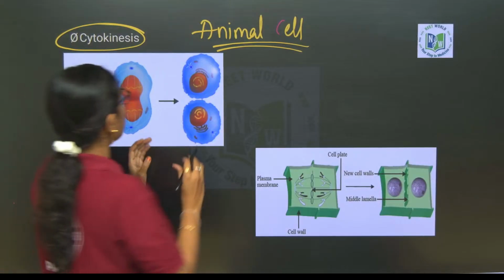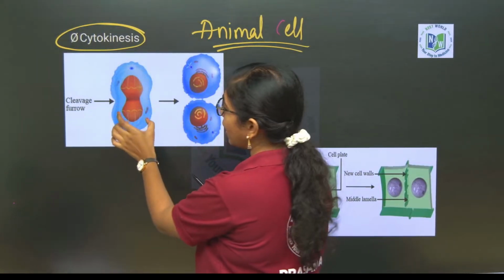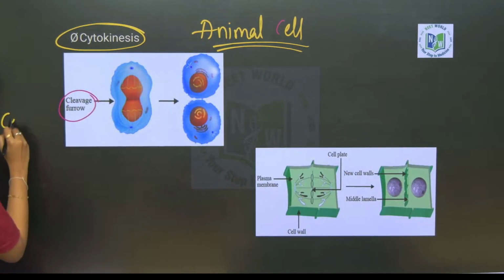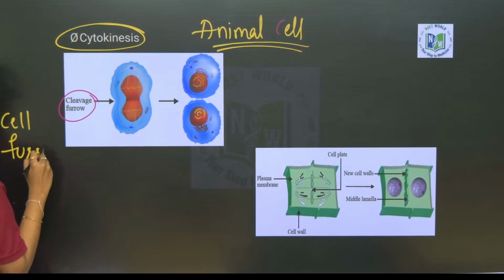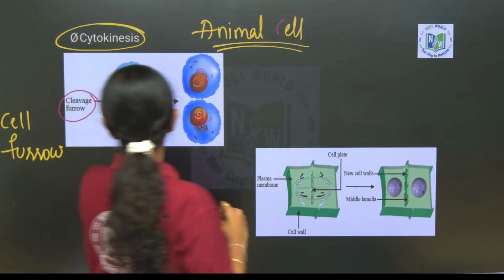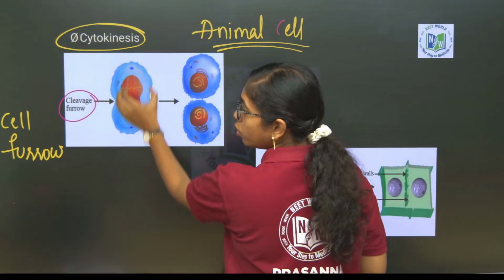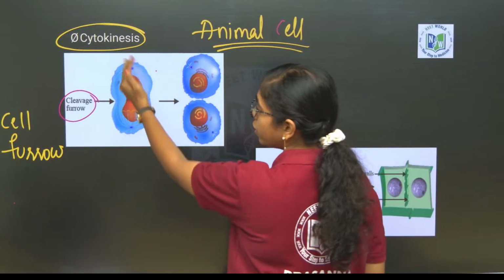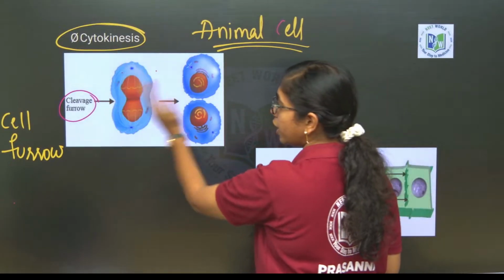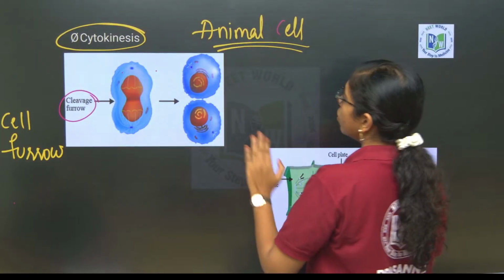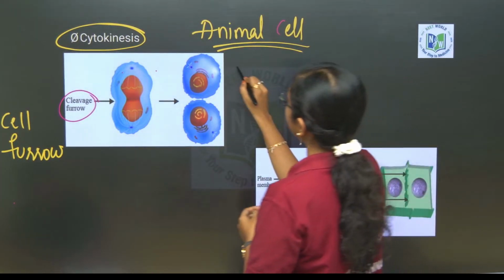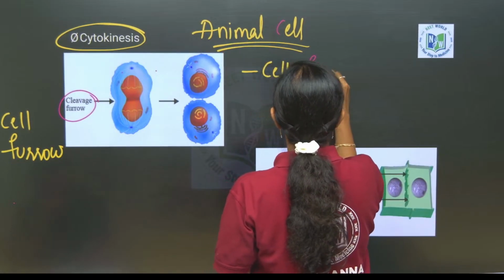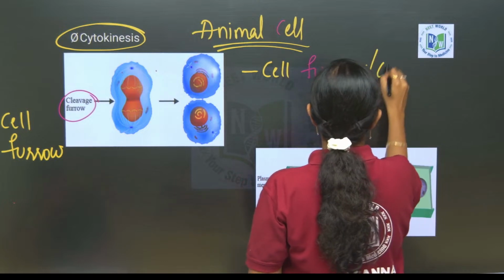From the peripheral ends, a cleavage furrow is formed. This cleavage furrow is also called cell furrow. The cell furrow or cleavage furrow will be formed, and this will divide the cytoplasm into two daughter cells. This will divide a single cell into two daughter cells. So here in animal cell, through what is the cell division happening? Through the formation of cell furrow or cleavage furrow.